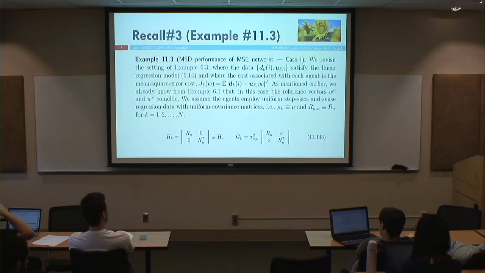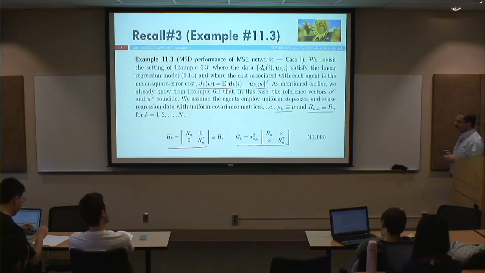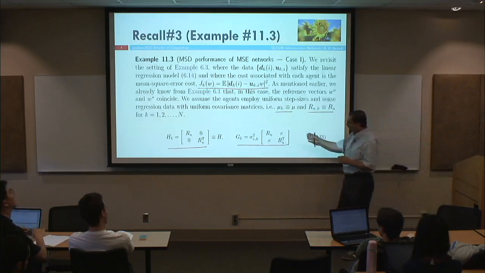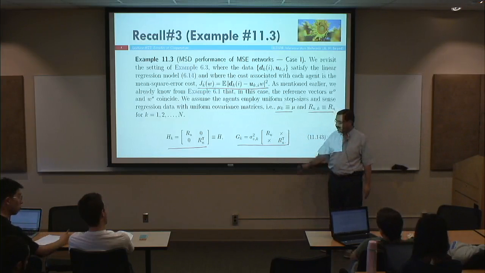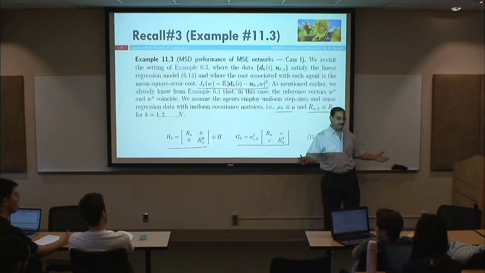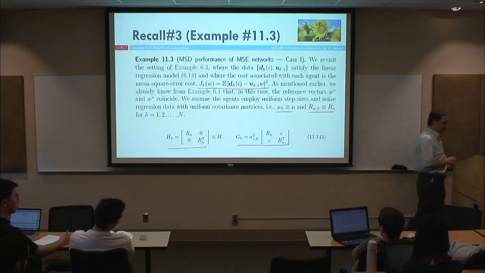And then I showed you an example last time. I said, let's consider a mean square error network where each agent has a quadratic cost. In this particular case, the Hessian matrix will be block diagonal, R_u transpose. I'm assuming uniform step sizes and uniform covariance matrices in this example. And the covariance matrix in this case for the gradient noise will have this form. I don't care about the off-diagonal elements because once you multiply H inverse by G and take the trace, the off-diagonal elements do not matter. Remember, I did this example last time.